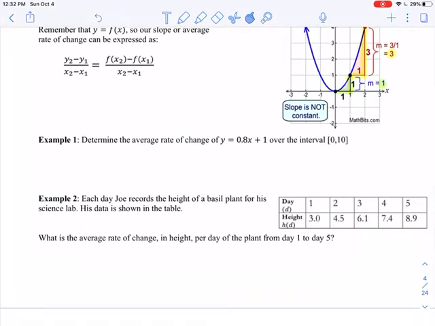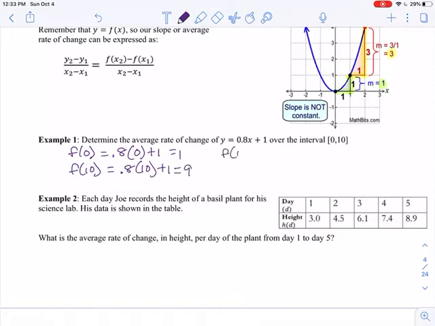So example 1. I want to determine the average rate of change of y equals 0.8x plus 1 over the interval from 0 to 10. All right, so here's what you need to do. You need to find f of 0. So I'm plugging in 0, 0.8 times 0 plus 1. Now 0.8 times 0 is 0, plus 1 is 1. And I have to find f of 10, which is 0.8 times 10 plus 1. 0.8 times 10 plus 1 is 9.